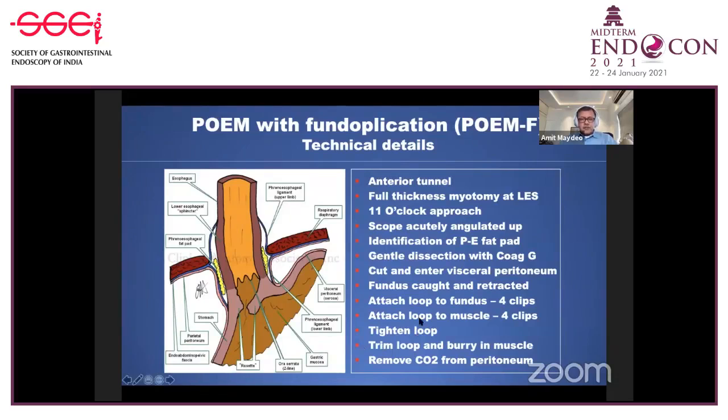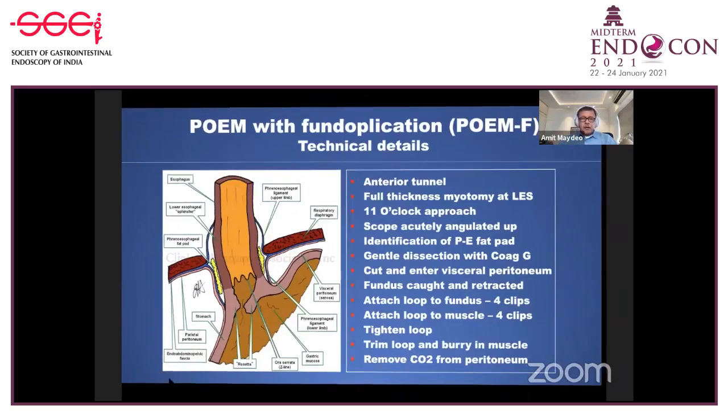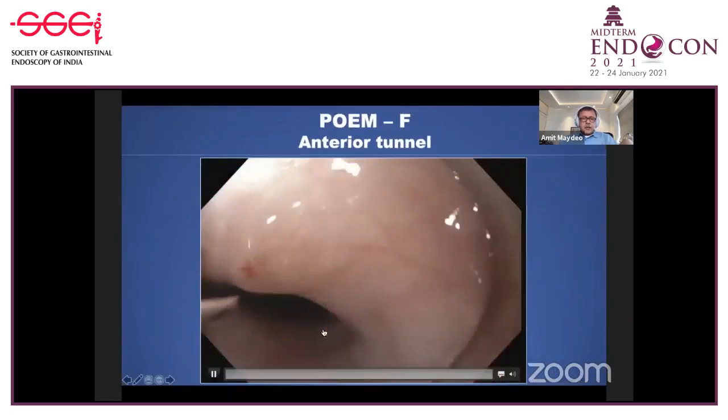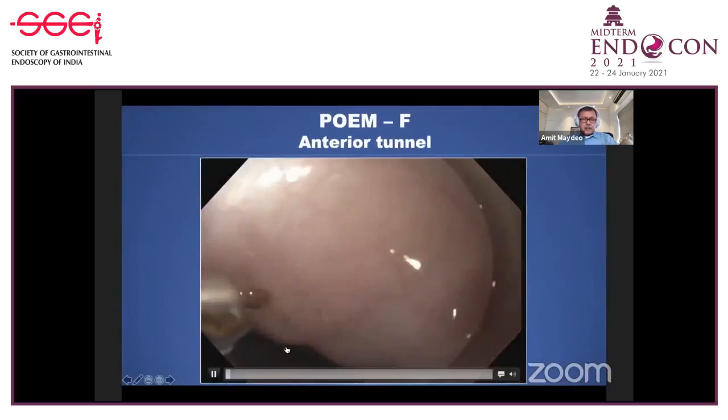And after this practice pass, you can attach a loop to the fundus with 4 hemoclips, and then pull the whole fundus inside the tunnel. And the same loop is attached to the cut edge of the muscle inside the tunnel. And then we close the loop. With that, the fundus gets pulled inside the tunnel, and thereby it looks as if we have performed a fundoplication.